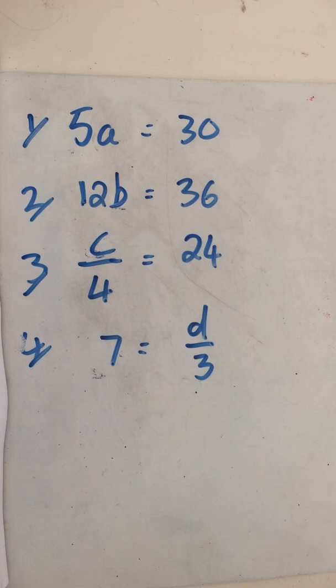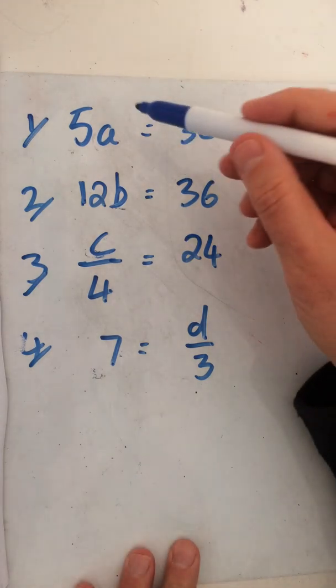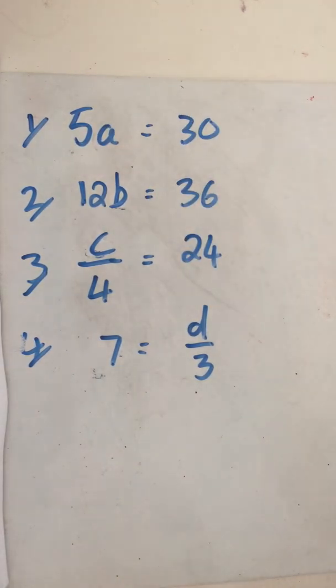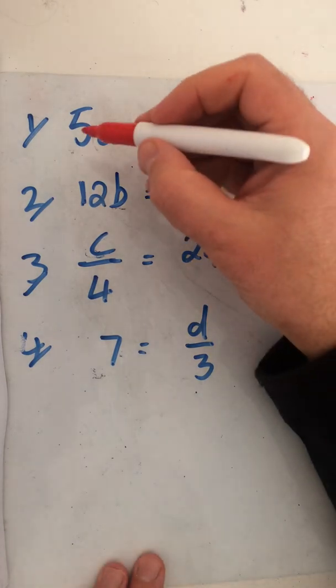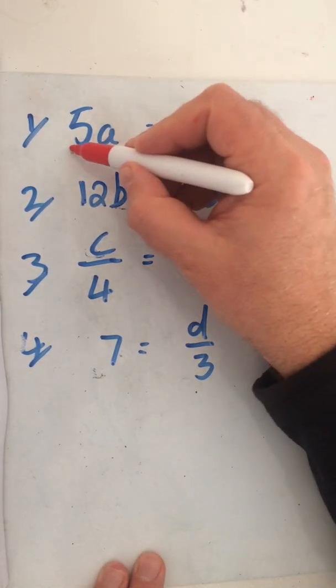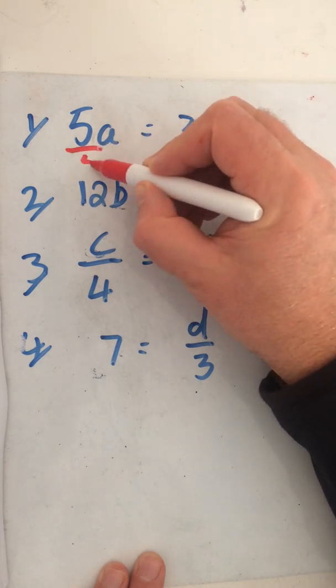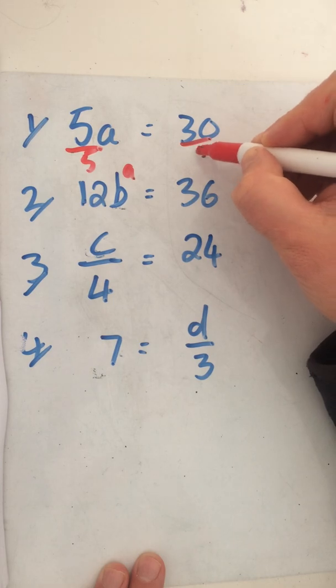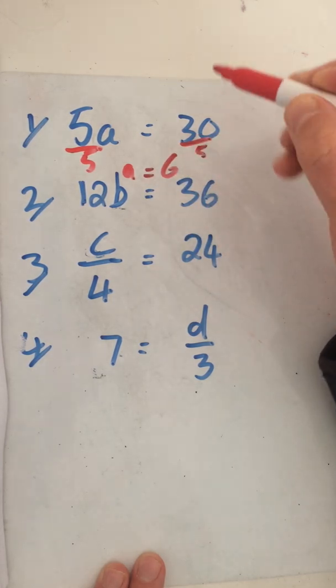Okay, let's have a little look. I'm just going to go straight onto here. So it's 5 times a, so therefore I'm going to have to divide. If I divide 5a by 5, that leaves me with a. I'm going to divide the other side by 5. A is equal to 6.